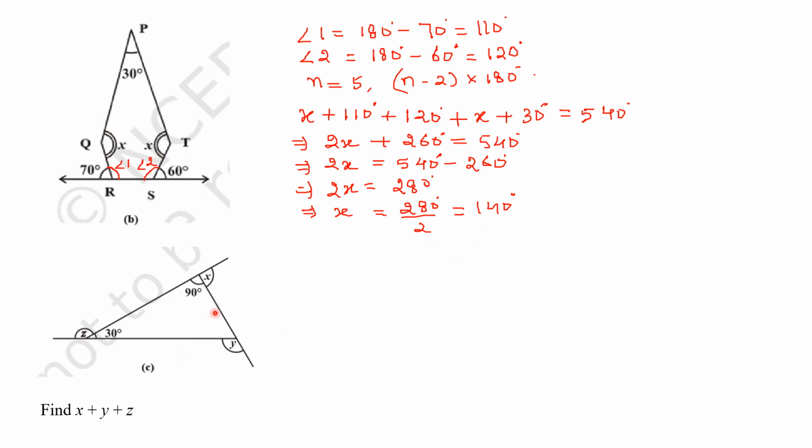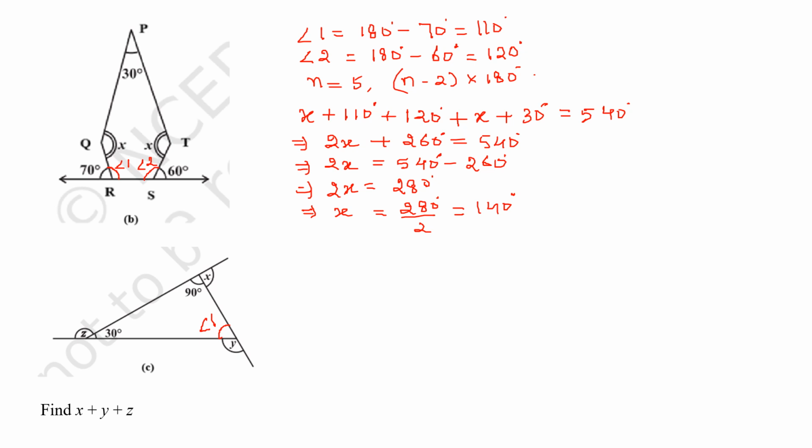Now let's see the third question. Here in the C question, you have to find the value of x, y and z. Using the linear pair property, we can get the value of x and z, but we don't have any angle value given over here. So first I will try to find this angle value using the angle sum property of a triangle. So I'm going to mark this angle as angle 1.